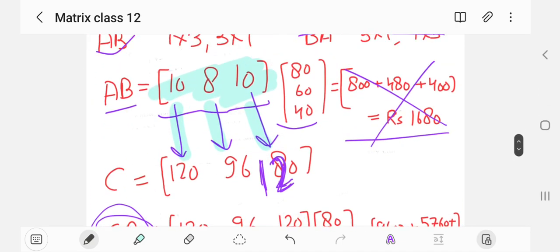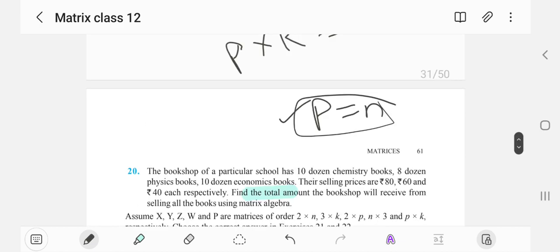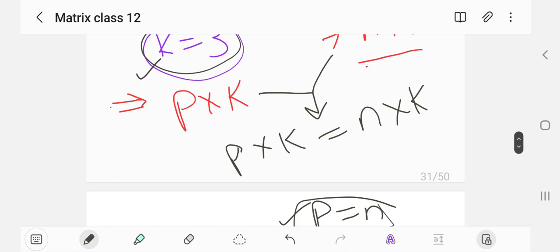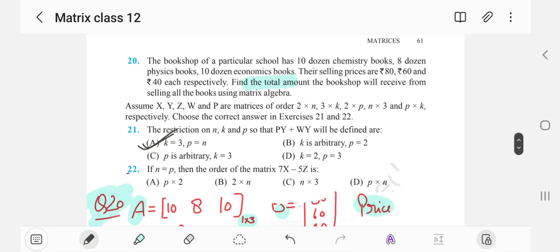Let's see whether any option is matching our conclusion or not. If you examine, option A is correct. It is saying k is equal to 3 and p is equal to n. This is what we have also obtained, right? So this is the answer. I hope it is also clear to you. Let's move to question number 22.